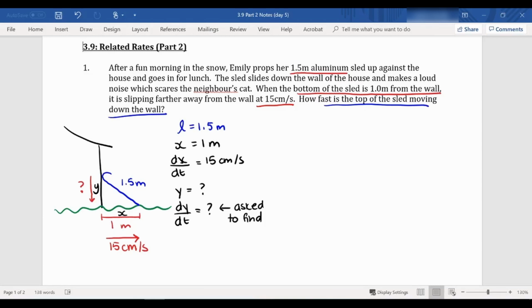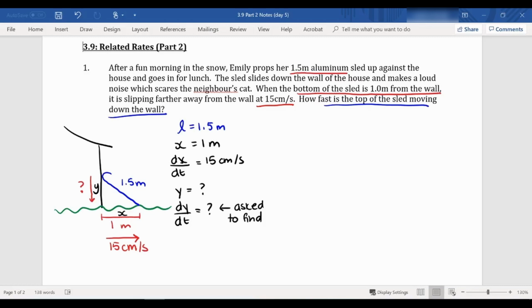Either way is fine. Just for ease, if you only want to change one thing, change your dx dt, but it doesn't matter. What will change in your answer is your units. So if I change everything to meters, my units for dy dt will be meters per second. If I change everything to centimeters, my units for dy dt will be centimeters per second. So on the PDF copy of the notes on the team, I've got everything in meters per second.